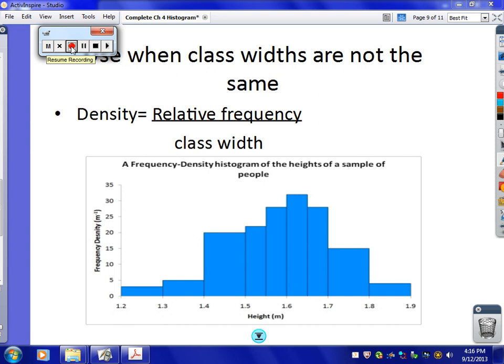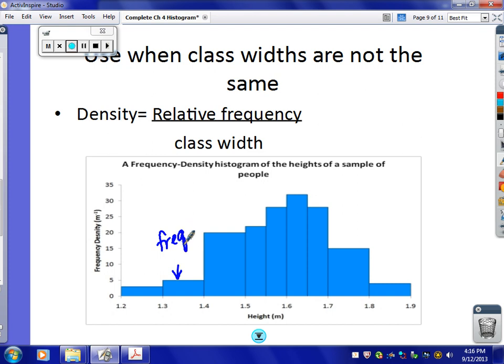Frequency or density histograms don't show up very often on the AP test. If it is, it's going to be a multiple choice question. But what we can do with this, if I want to figure out the frequency in the second class, I can use this formula.